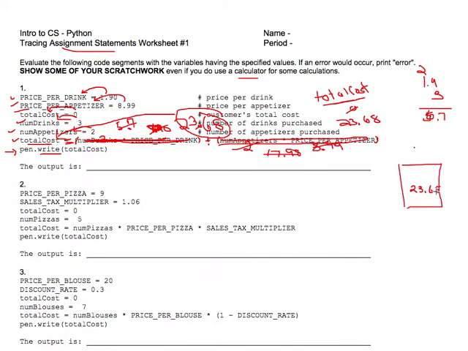Ask your teacher to learn more about the write command. But on this worksheet, I simply want to know that the answer, the output, is 23.68. No dollar sign shows up because, well, there's no dollar sign here. That's the final answer to exercise one.